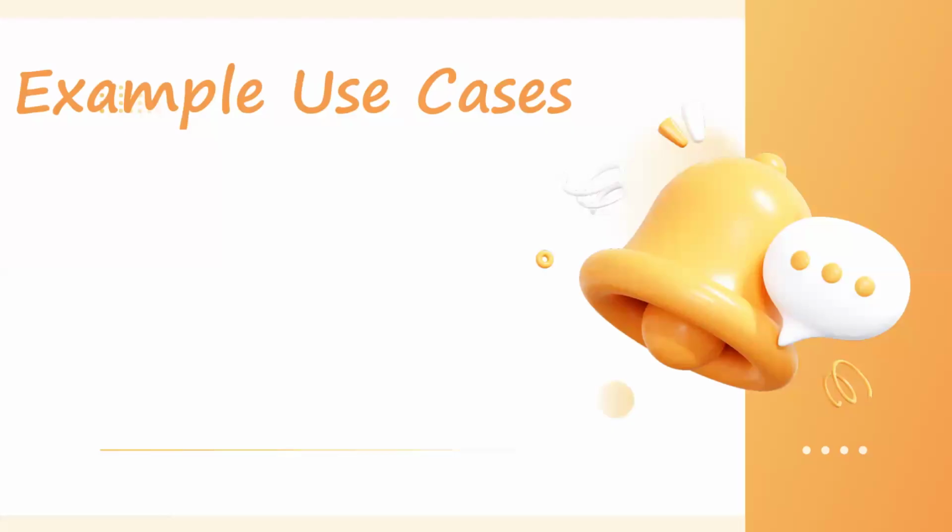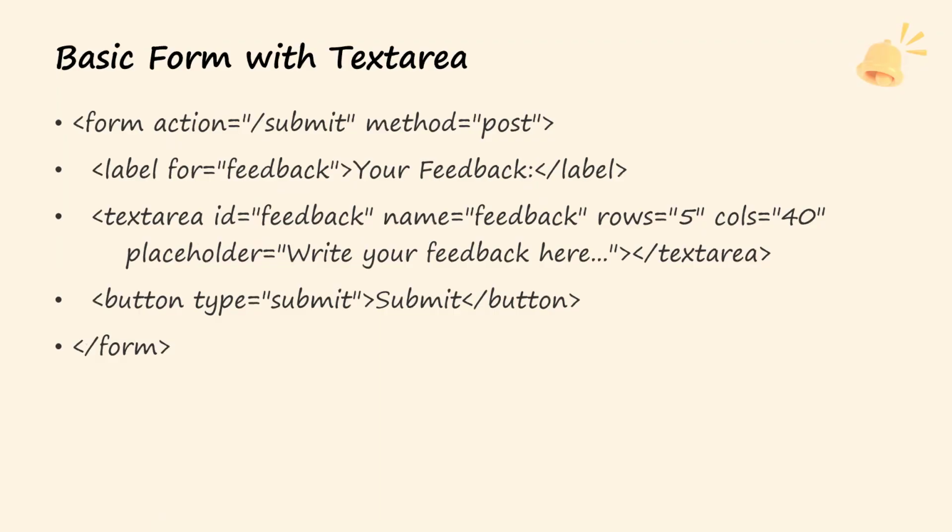So now, let's see a couple of examples, okay? We have already seen examples. So we have seen the label and the text area. We have seen the rows. We have seen the cols. We have seen the placeholder, although it didn't work out for me here, okay?